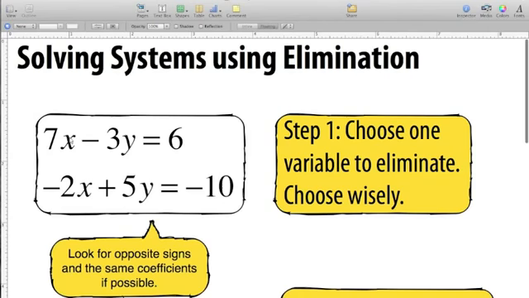This is elimination. Make sure that you know how to do this. Rewatch the video, take some notes, be familiar.